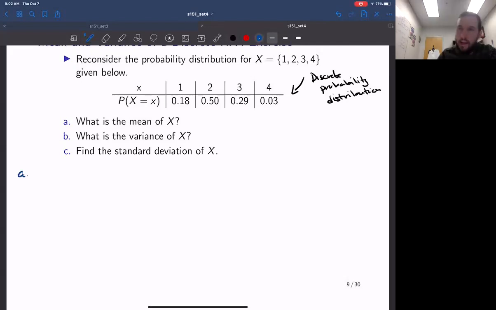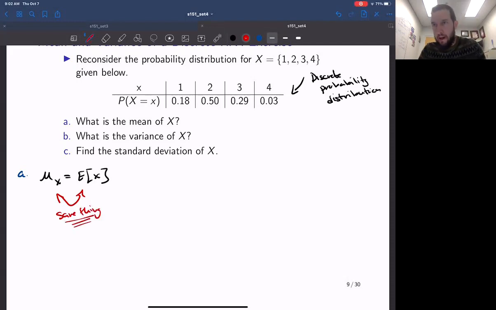All right, so in part A, it asks, what is the mean of X? This is the same thing as the expected value. So here we would have mu X is equal to the expected value of X. You don't have to write out both, but just for clarity, this is the same thing. You can write E of X or you can write mu X. It doesn't matter, it's the same thing. The point is just to illustrate that they are the same. If you're asked for expected value or you're asked for the mean, that's asking for the exact same thing.